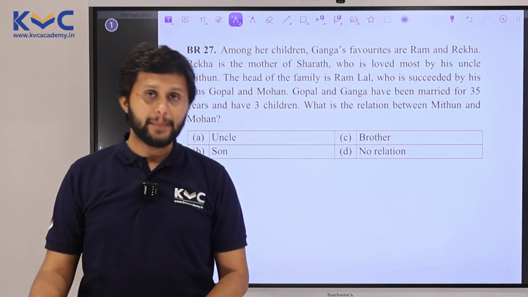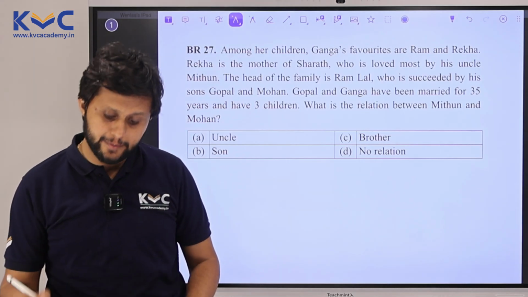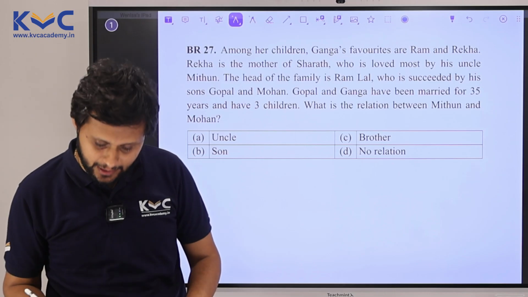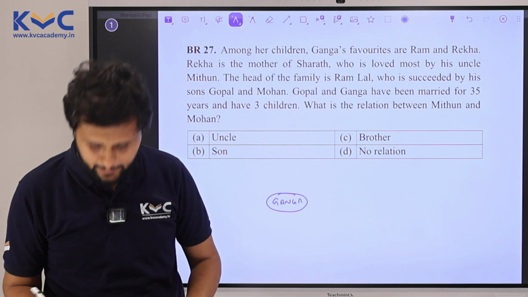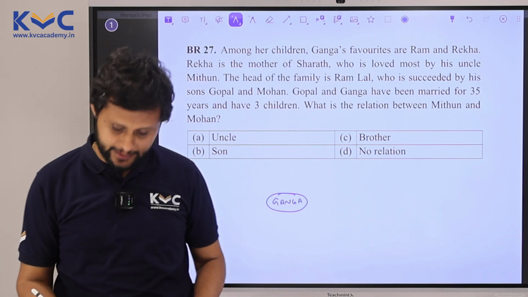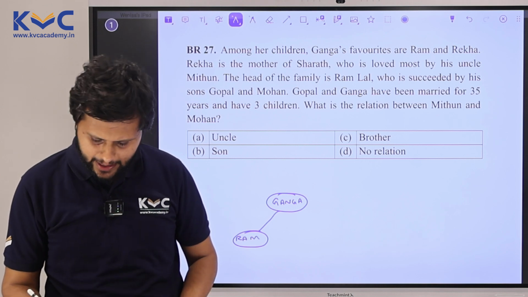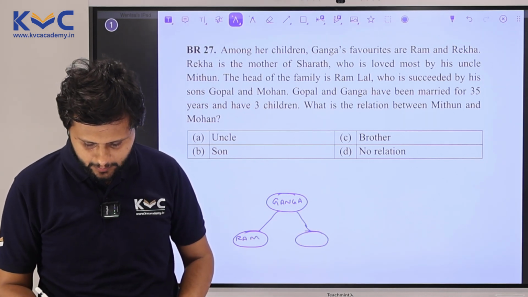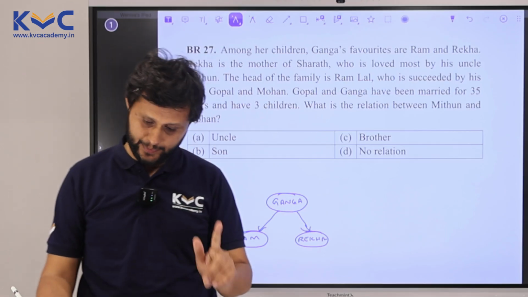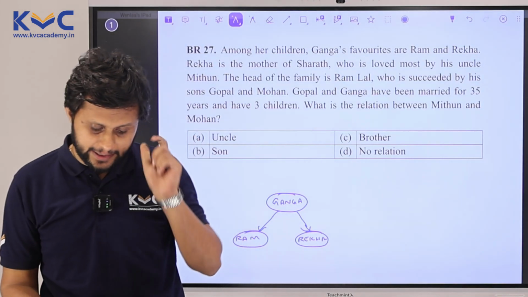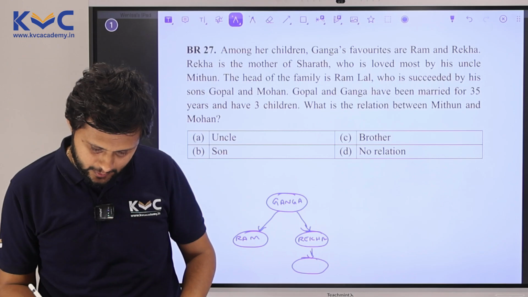27. Among her children, do not know how many she has, Ganga's favorite are Ram and Rekha. So there is Ganga over here. She has two favorites. We have Ram and we have Rekha. Both are children, but she may have more kids also. These two are favorites. Rekha is mother of Sharat.